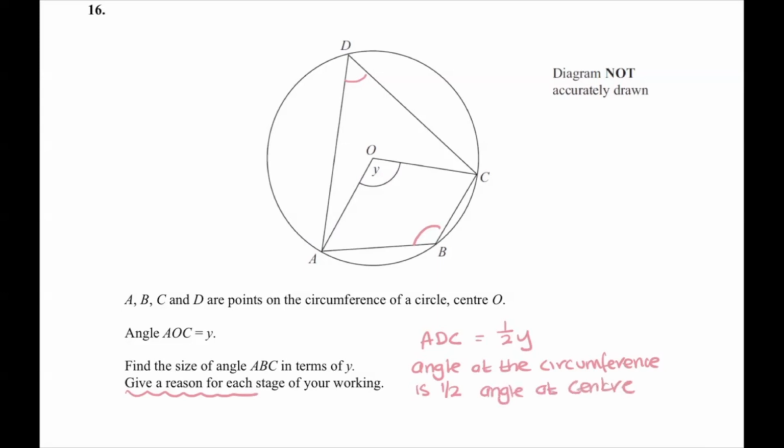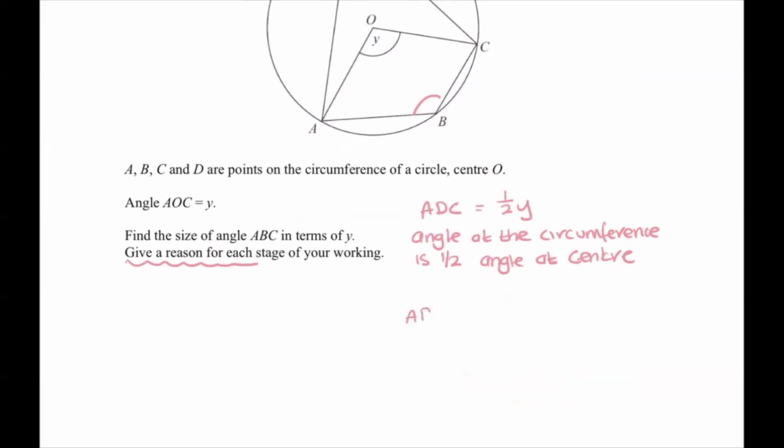Now that I've got that, I want to use it to help me find B, because these two angles are inside a cyclic quad. And the opposite angles of cyclic quads add to 180. So I now know that my angle ABC is 180, take away half y. And you can leave it with the half against the y, or you can incorporate it so that it's 180 minus y over 2. Either works.